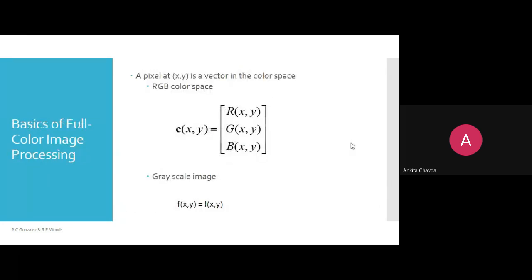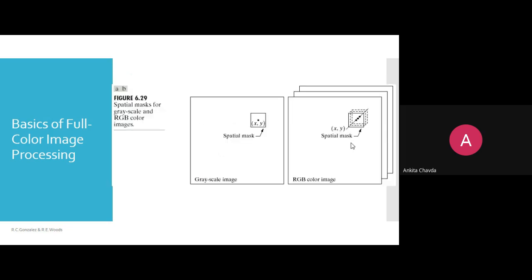Now we need to learn about the basics of full color image processing. Now what is full color image processing? Just what we have seen, that is pseudo color. Now this is full color image processing. So first look at this figure and let me know what you understand in this.